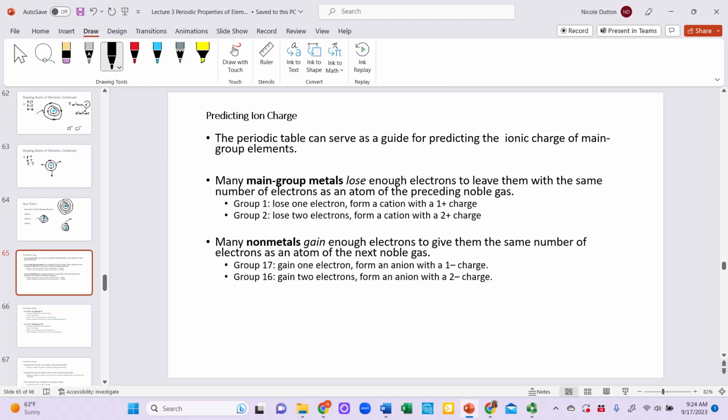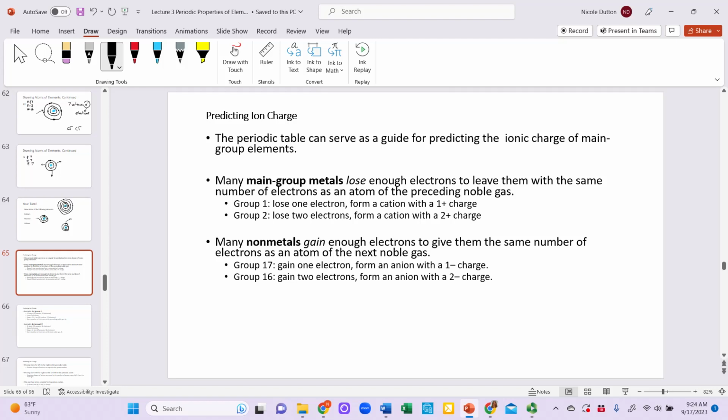Cation, as I defined previously, I mentioned that cat is positive, cats are good things. I have 6 cats at home. So cation has a positive charge. Anion, think of it like anarchy, that's a negative thing. Anions have a negative charge.